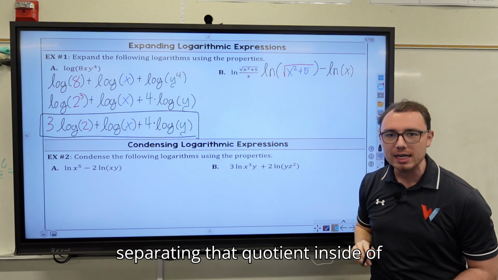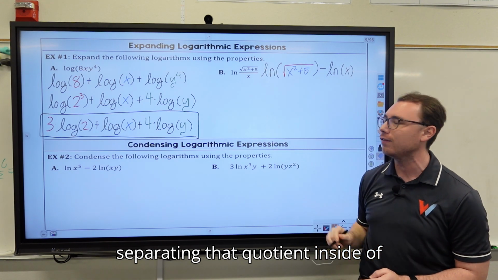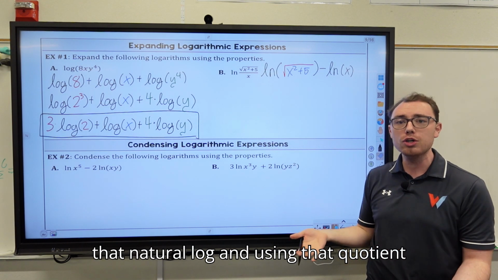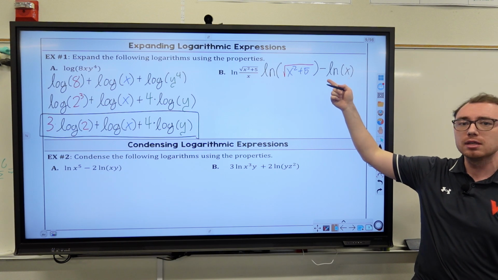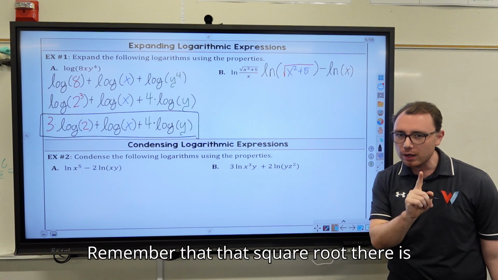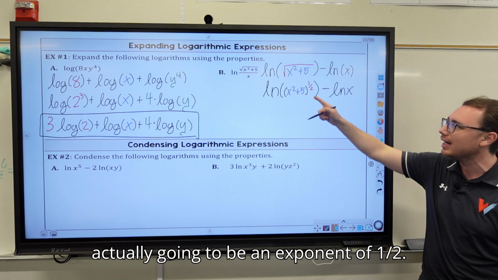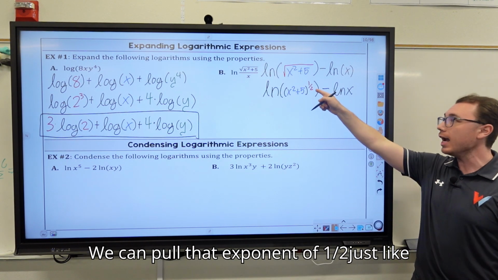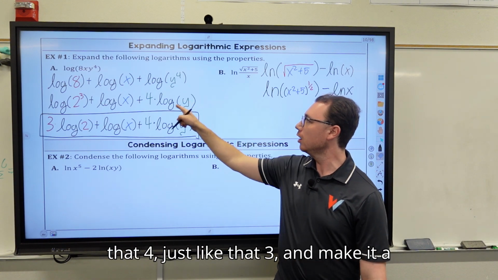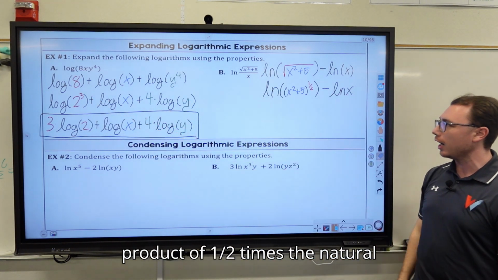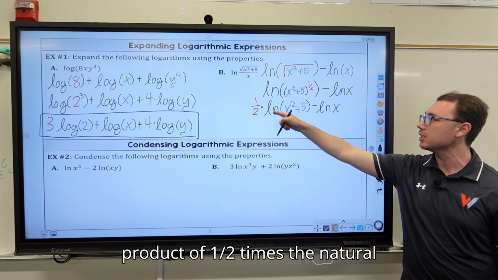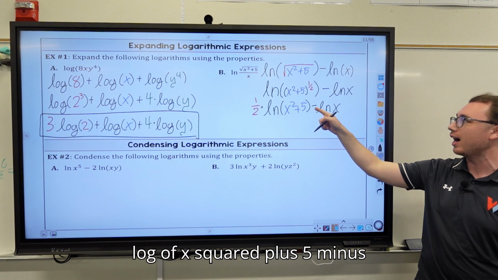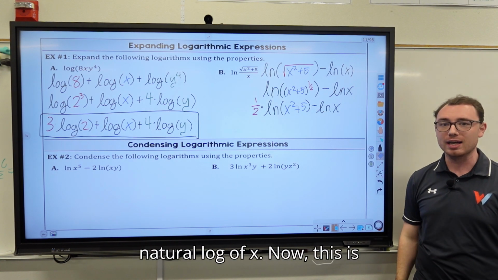I'm just separating that quotient inside of that natural log and using that quotient property to make this a difference. Remember that the square root there is actually going to be an exponent of 1/2. We can pull that exponent of 1/2, just like that 4, just like that 3, and make it a product of 1/2 times the natural log of x squared plus 5 minus natural log of x.